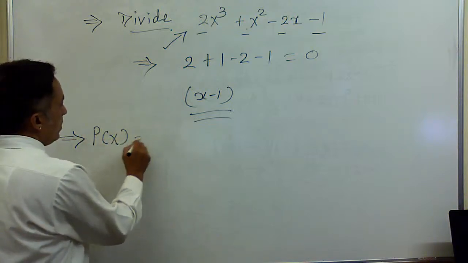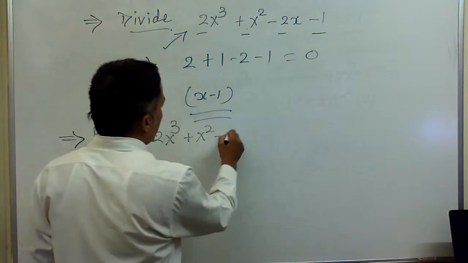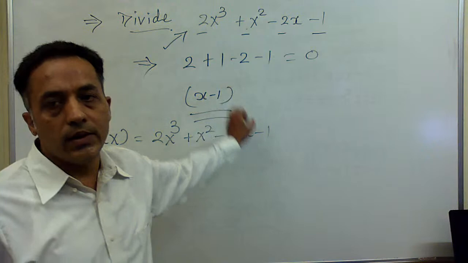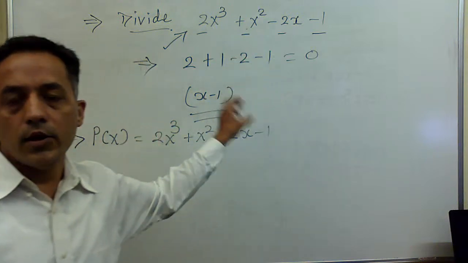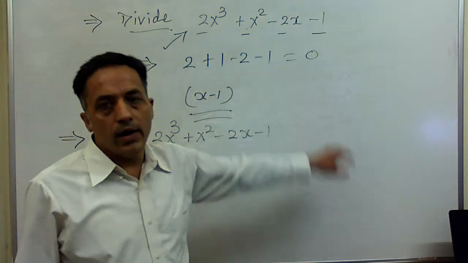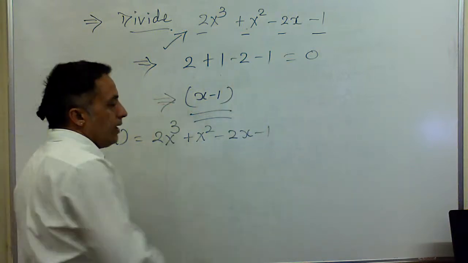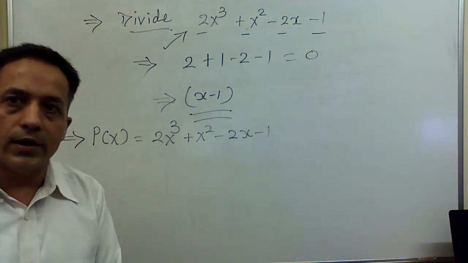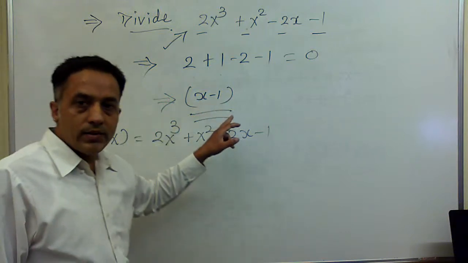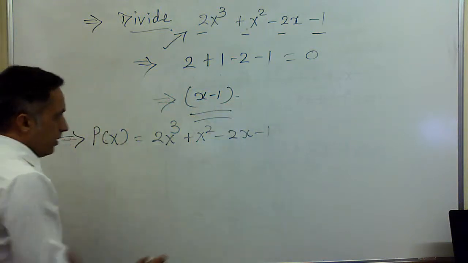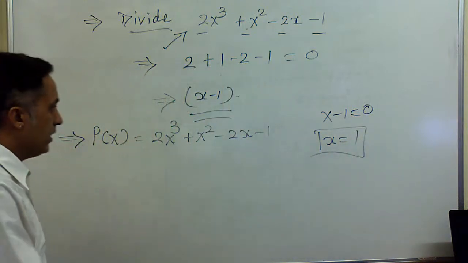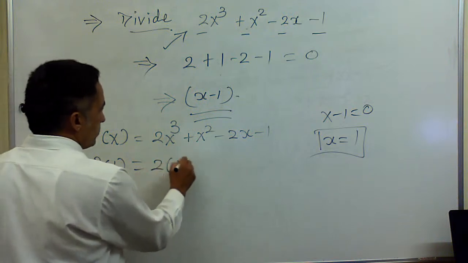Our polynomial is 2x cube plus x square minus 2x minus 1. In the question, the divisor was not given, but I find the divisor by adding the coefficients and constant. So 2 plus 1 minus 2 and minus 1, and at the end I am getting 0. So my conclusion is that x minus 1 is a factor, and you know very well that if it is a factor, then definitely the remainder will be 0. So here x minus 1, so if x minus 1 is a divisor for us, the value of x will be 1. Now we will substitute this value over here.